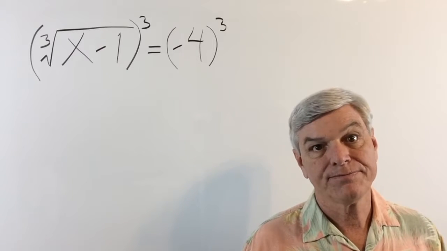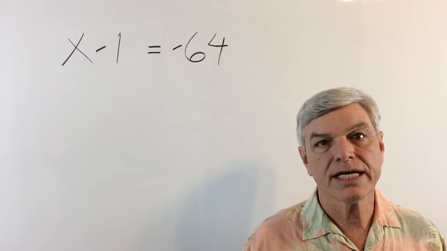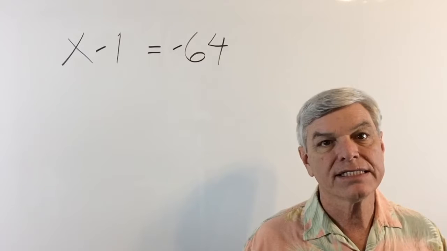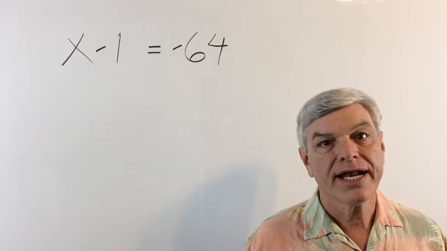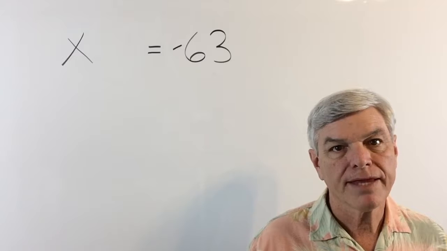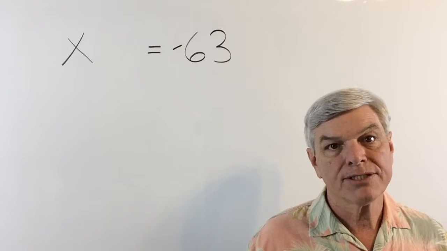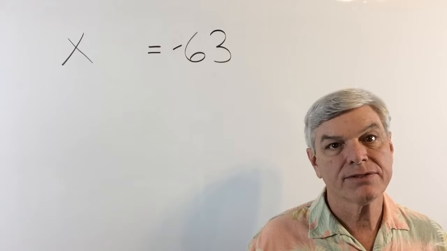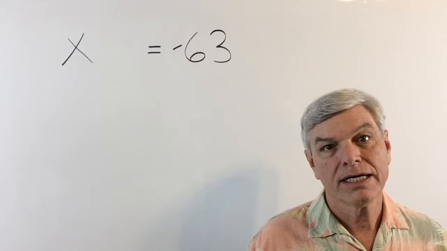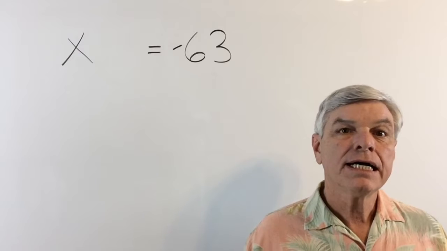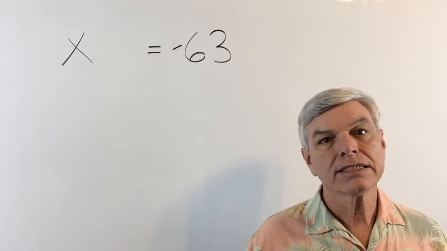And so what do we have there? Everything that was in the cube root is x minus 1, so that's standing alone. And negative 4 cubed is negative 64. Bring that negative 1 over, and x equals negative 63. And I can guarantee you, if you substitute that back into the equation, negative 63 is going to work. Negative 63 minus 1 is negative 64, and the cube root of negative 64 is negative 4, so that works. And let's try something else.